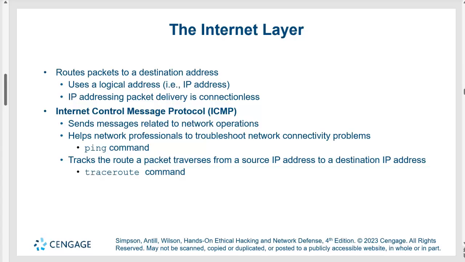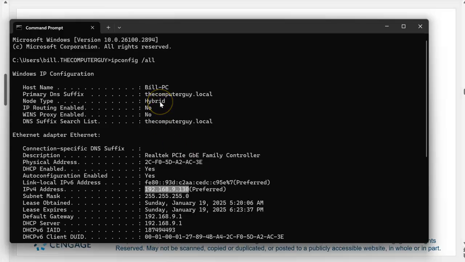ICMP is a network troubleshooting protocol. Typically we use ping quite often, and we use traceroute. Those are two commands, or applications actually, that use ICMP to troubleshoot connections. So we use ping to make sure that we have a connection to the network.